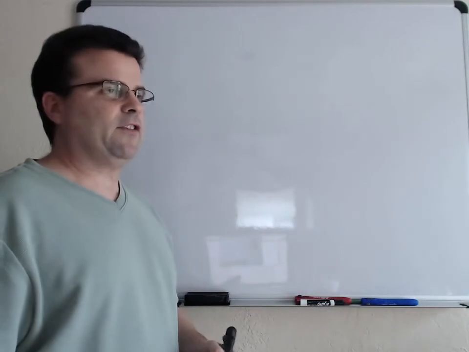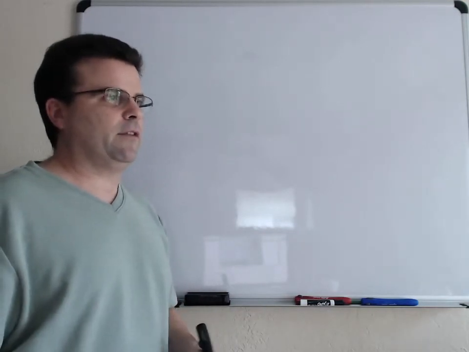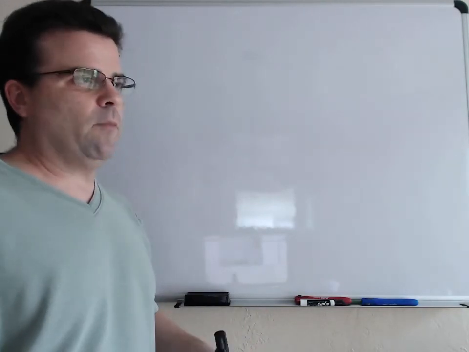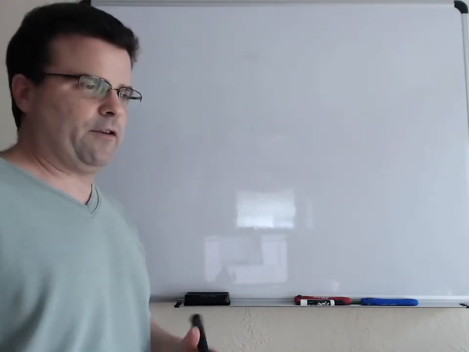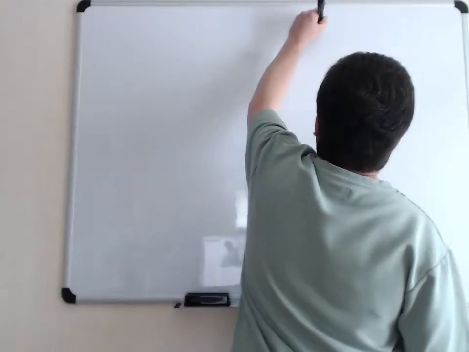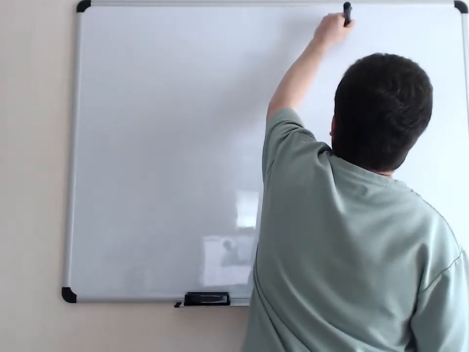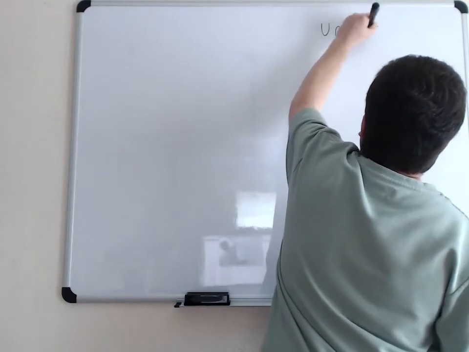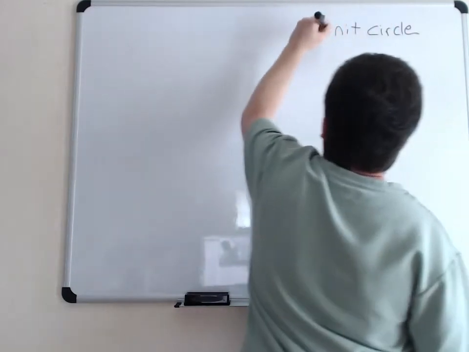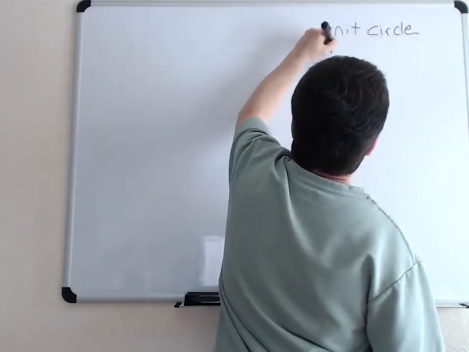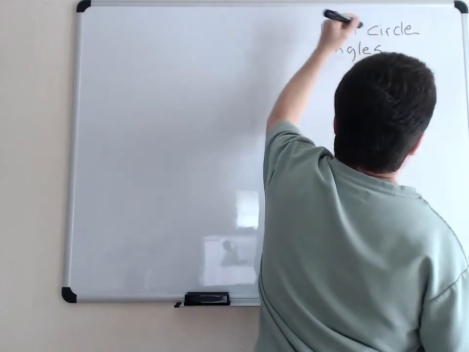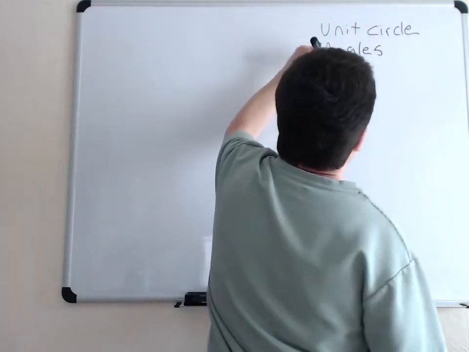I'm going to make a list of things that we need to get familiar with. Some of them you might be familiar with already, other ones you won't, but we'll go over each one, so don't worry about it if you're not entirely familiar with everything. So we have the unit circle. Angles. And how they're laid out in the unit circle.